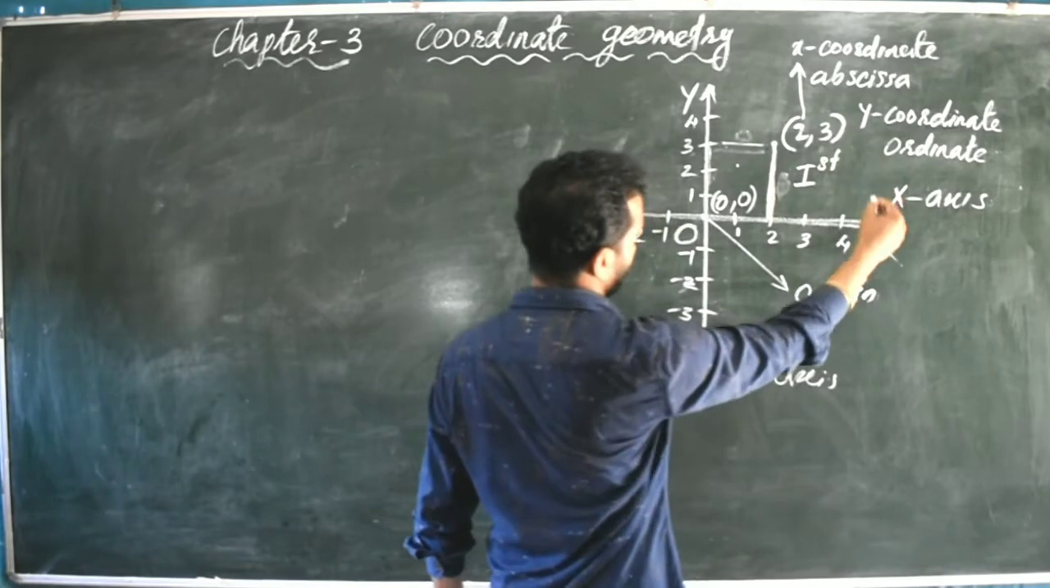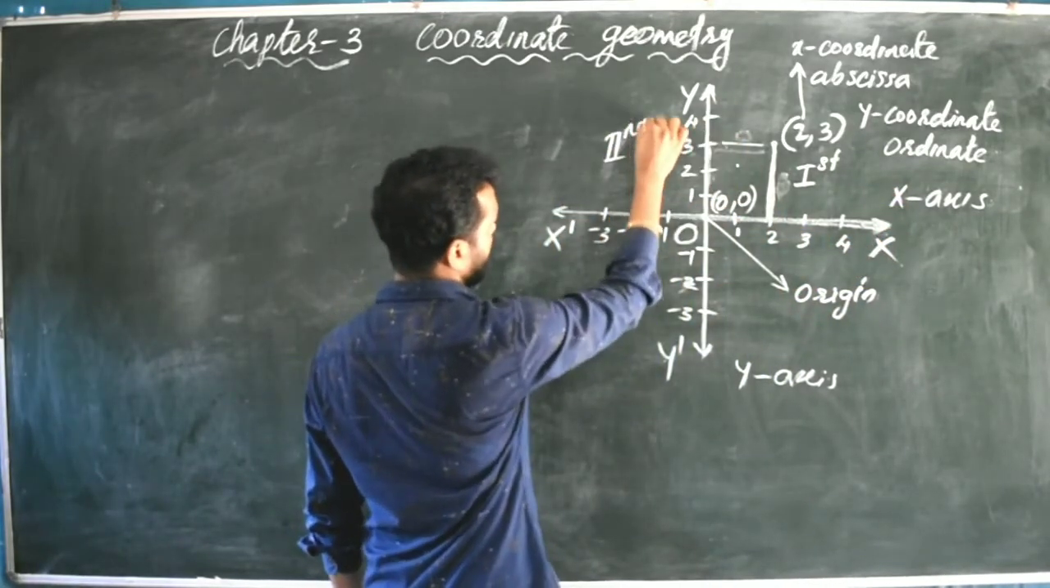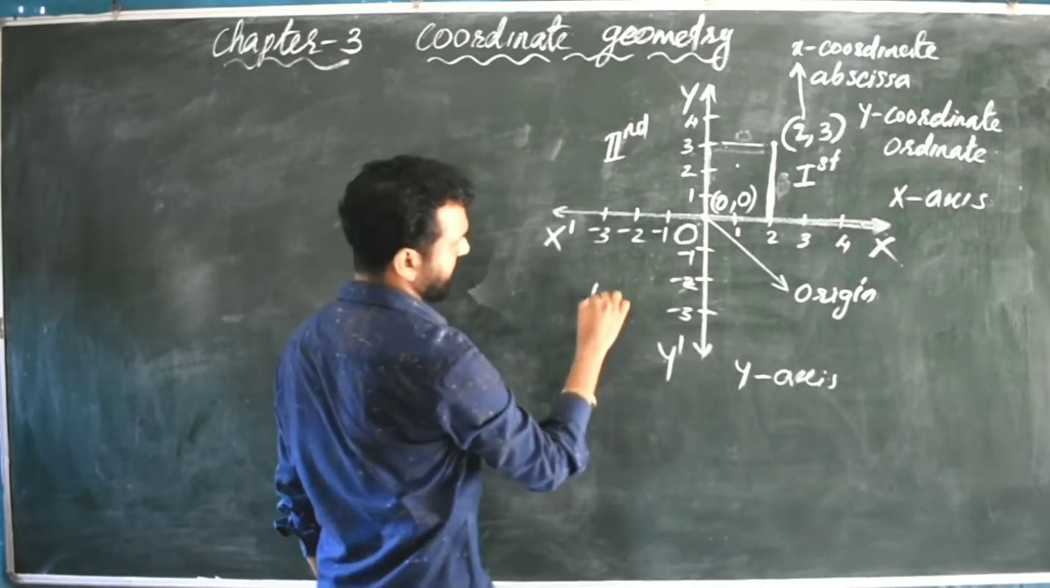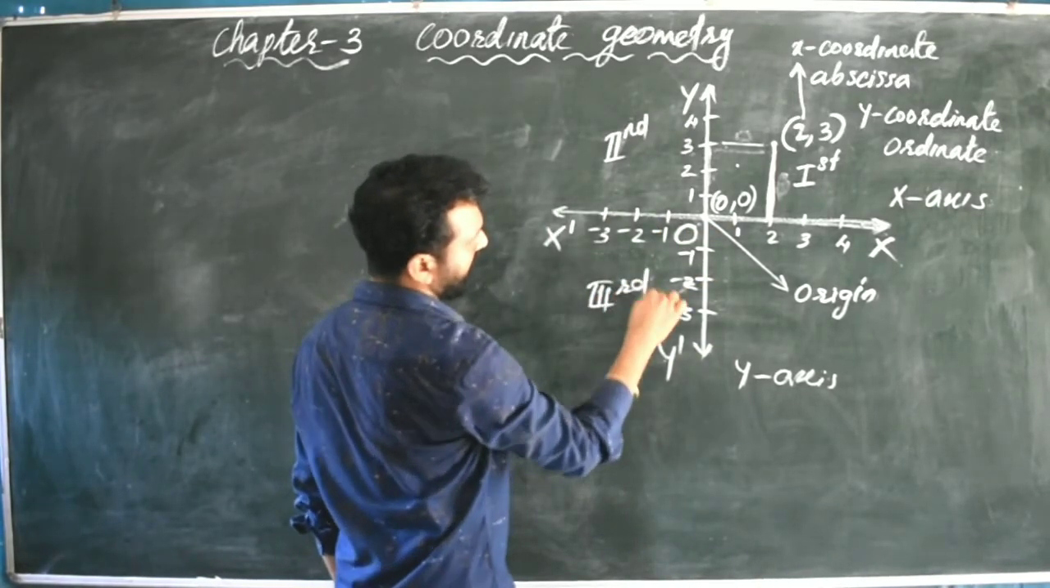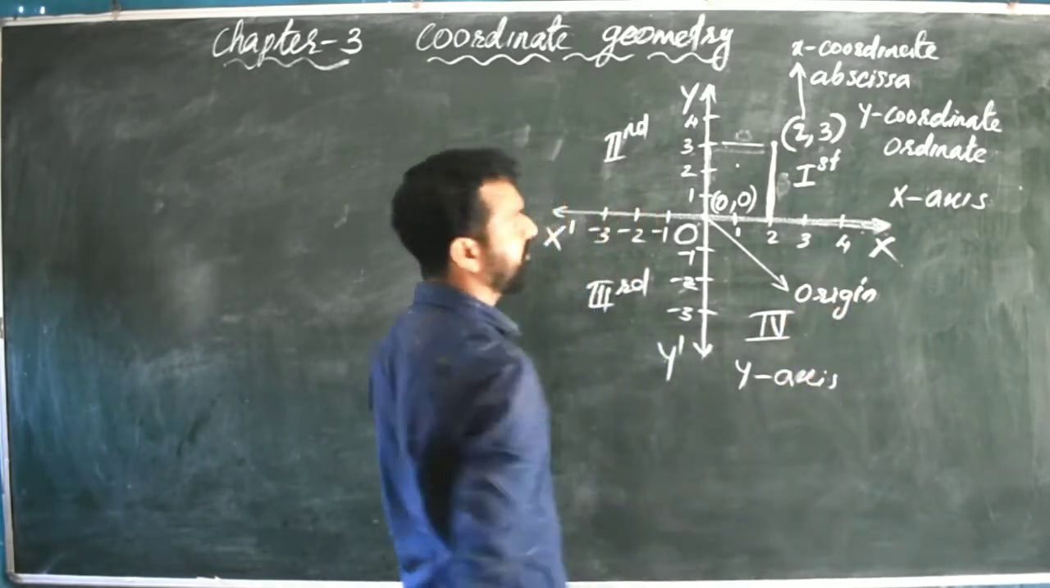It is the first quadrant, and YOX dash is called the second quadrant. X dash OY dash is called the third quadrant. Y dash OX is called the fourth quadrant. This one is the fourth quadrant.